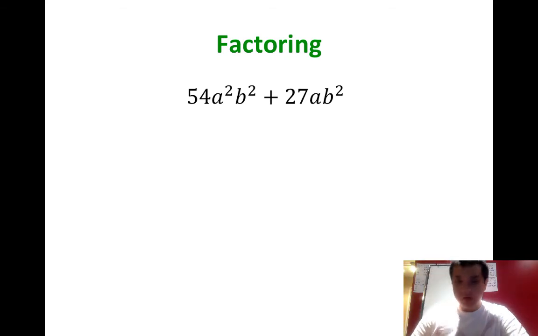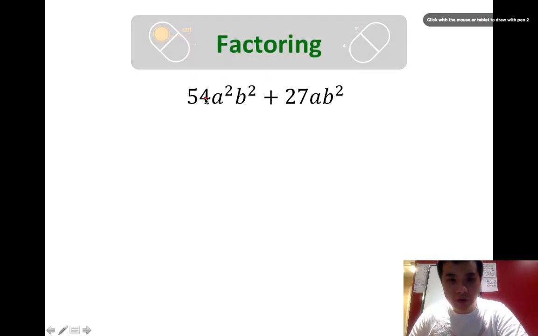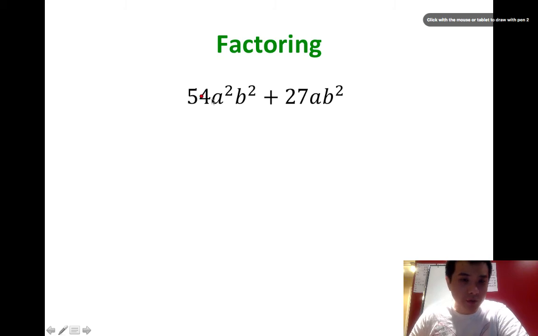This one: 54a squared b squared plus 27ab squared. We take a look at the number parts, 54 and 27. If you look closely, you'll realize that 27 times 2 is 54. So the greatest common factor between 54 and 27 is in fact 27. So we can take out a 27.